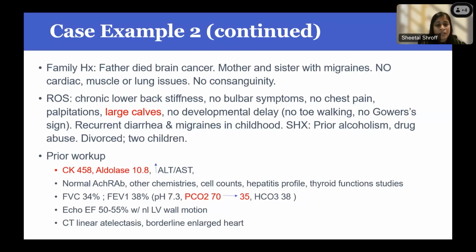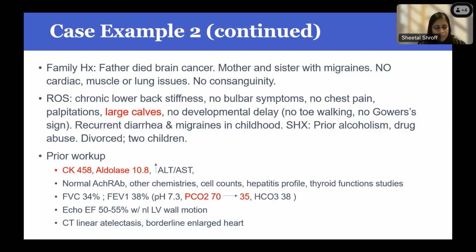He always had large calves, even as a child. There was no developmental delay, no Gowers sign or toe walking or anything of that sort. Had recurrent diarrhea and some migraines in childhood. There is a history of alcoholism and drug abuse. He's divorced with 2 children.